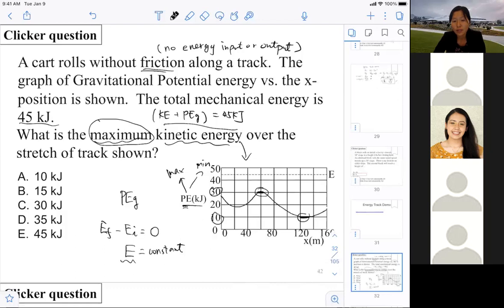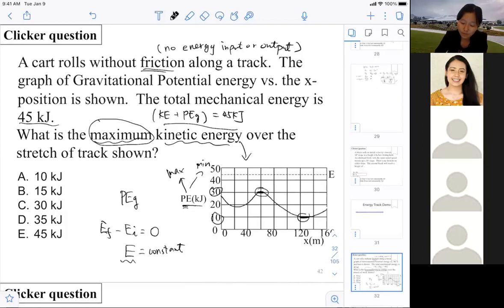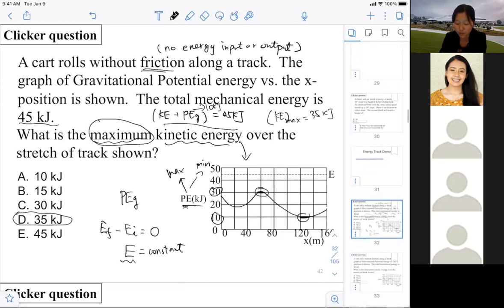So what is the maximum of the kinetic we can have during the stretch that we're showing? The max you can have is 35 kilojoules, because if you have 45 in the system, then you would have 10 for potential and 35 for kinetic. Yes, exactly. So the maximum for the kinetic will be 35. So the total will still remain 45 as a constant. Very good. So this is a quick checkup on showing how mechanical energy remains constant when you don't have energy transfers, inputs or outputs.